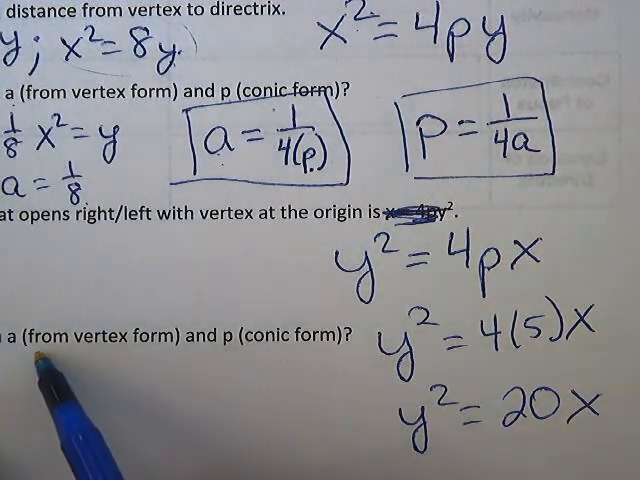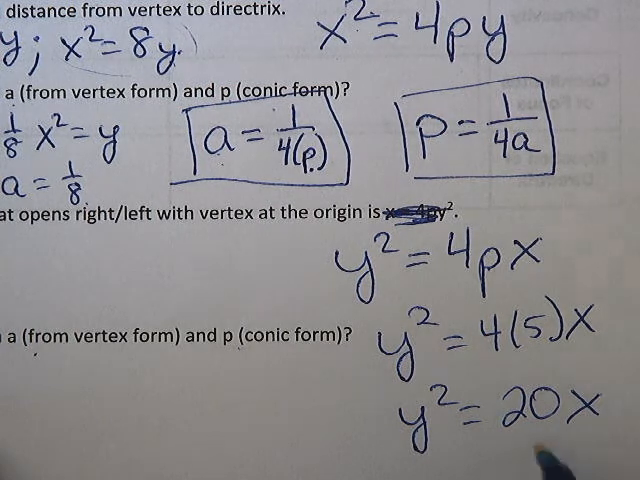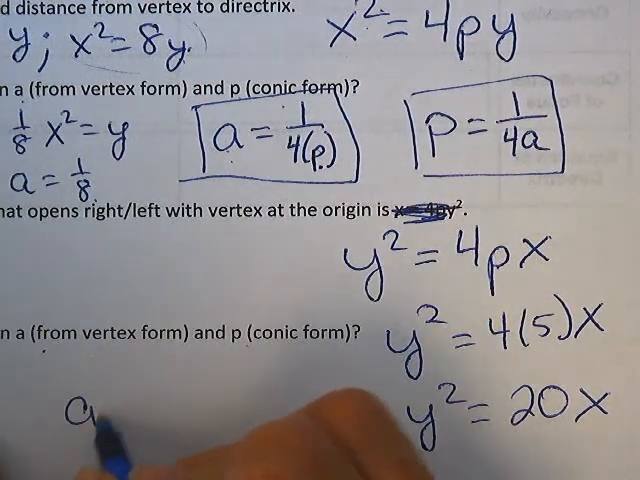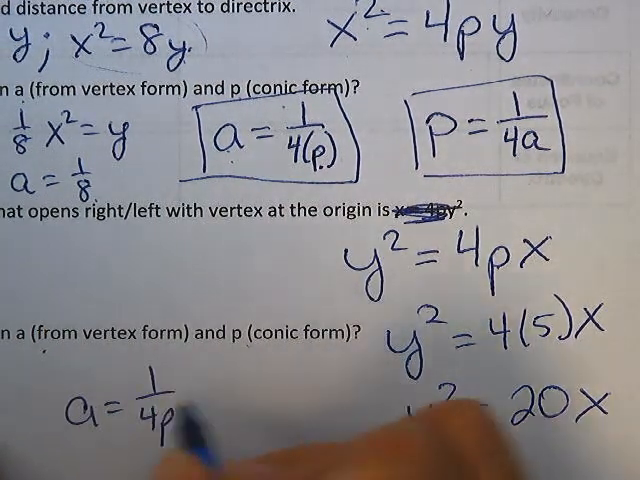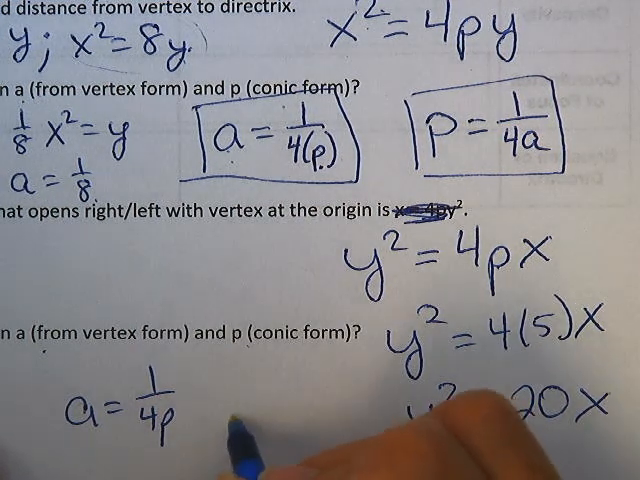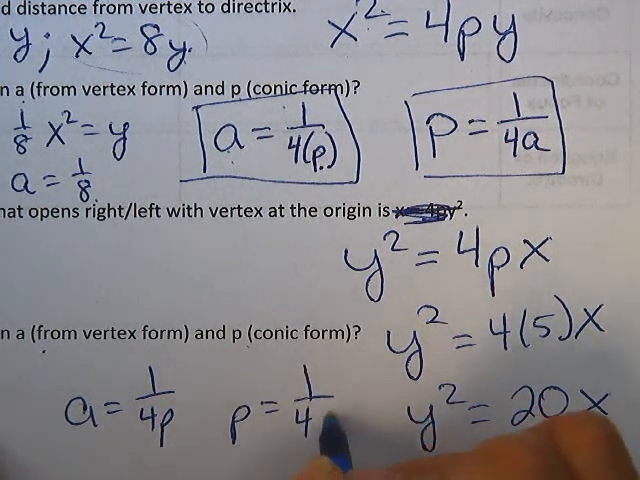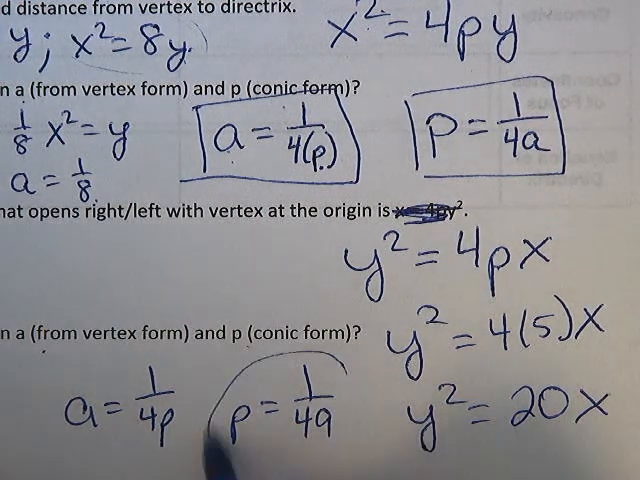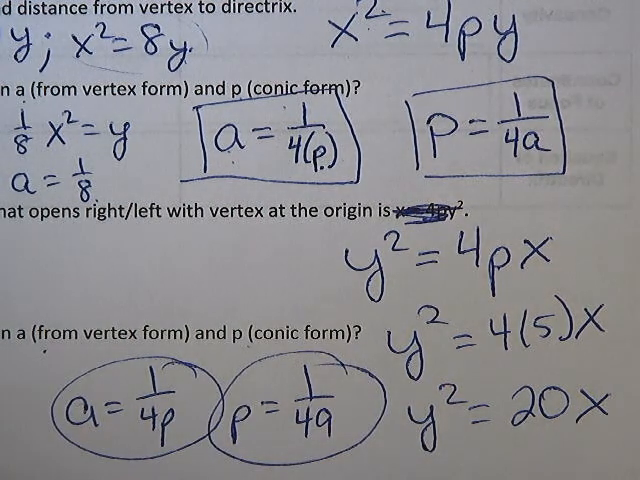Okay? And again, the relationship between a and p is the exact same. A is equal to 1 over 4p. P is equal to 1 over 4a. And we will come back to these depending on what information we're given in a problem.